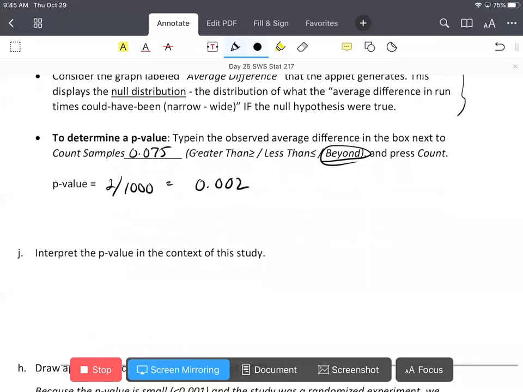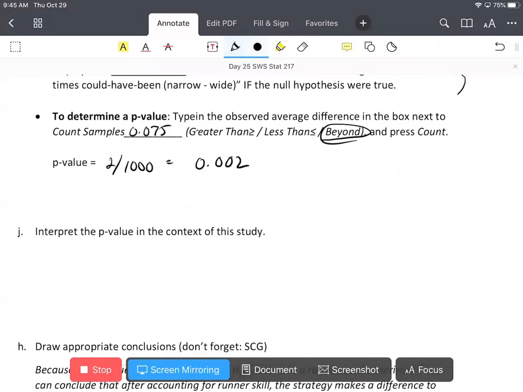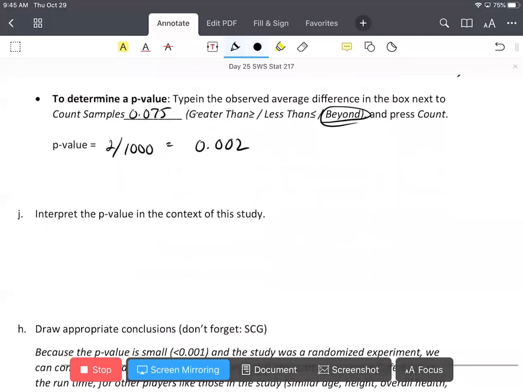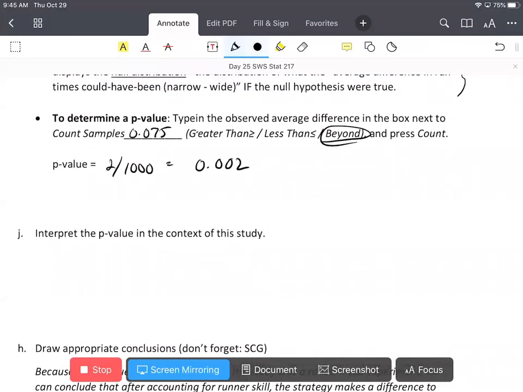So let's interpret the p-value in the context of this study. We've done this lots of times, but remember, it's the same ideas. You just have to be very, very careful. We want to talk about the p-value here. We're not interpreting the whole study at this point. We're not drawing a conclusion. We're just talking about what the p-value tells us in the context of this study.